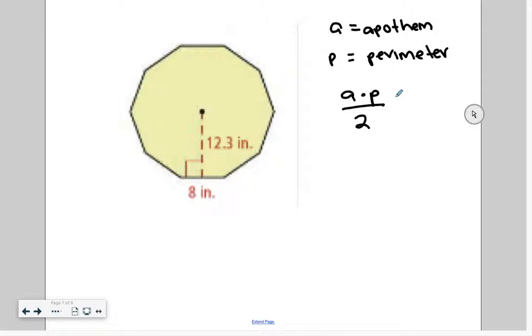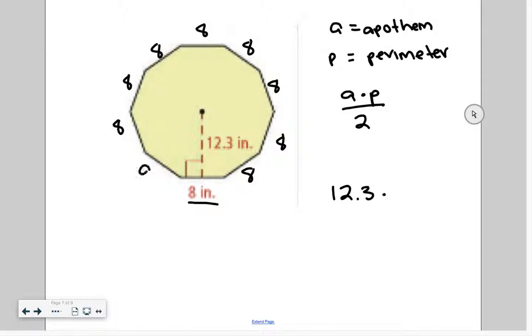So let's get started. All right, we know that the apothem is 12.3. But we don't know the perimeter. All we know is that one side has a measure of 8 inches. Well, if you remember, regular polygons are equilateral. That means that all the sides have the same measure. That means every single side in this polygon has a measure of 8 inches.